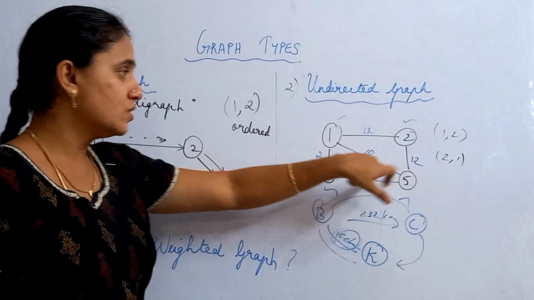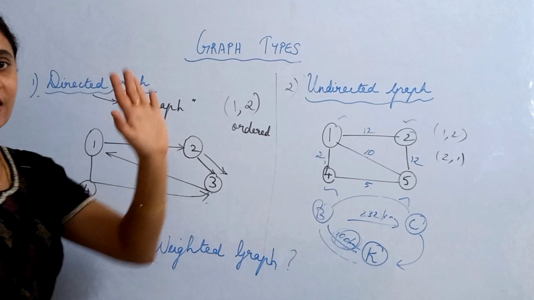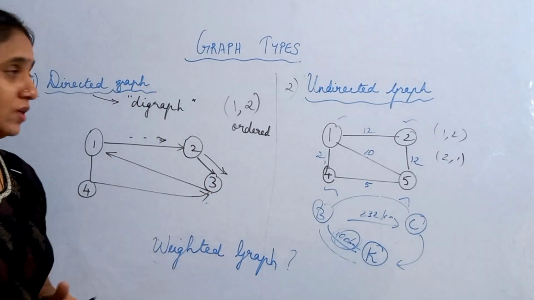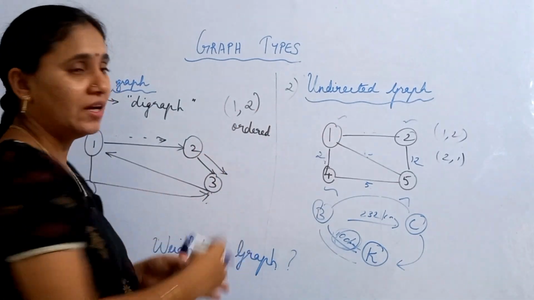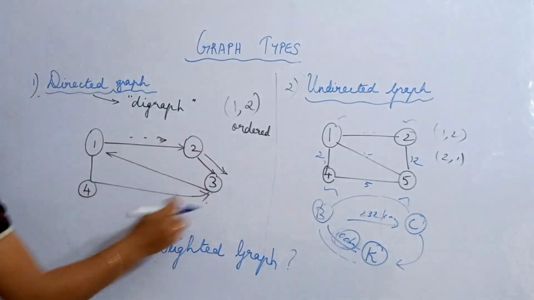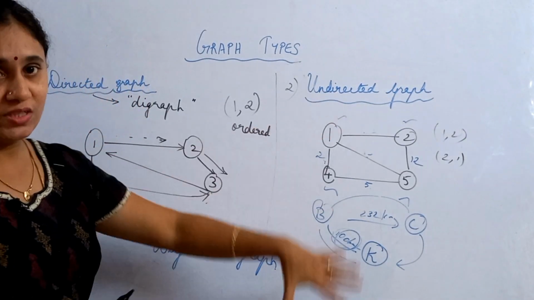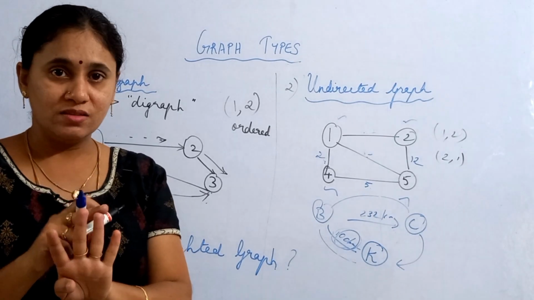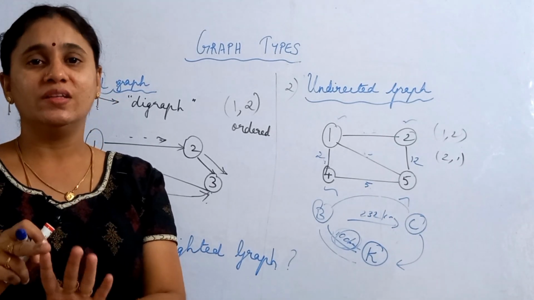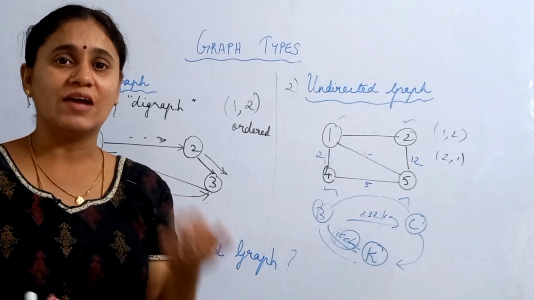Suppose this value is given both for the directed graph and for the undirected graph, it is called a weighted graph. Suppose a weight is not given, they have given the graph very plainly, then it is called an unweighted graph. So now we have discussed 4 types of graphs: directed, undirected, weighted and unweighted graph. Okay friends, so now we will go for the next graph type.